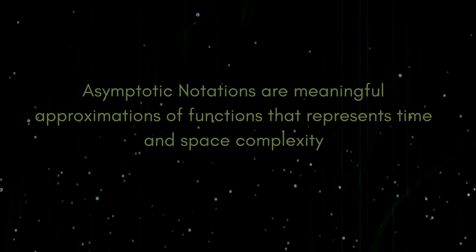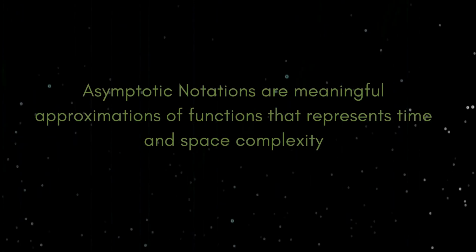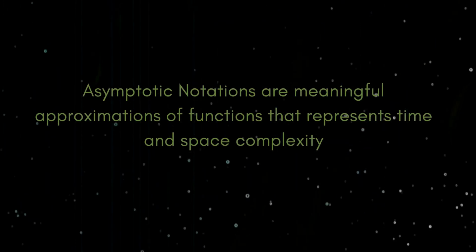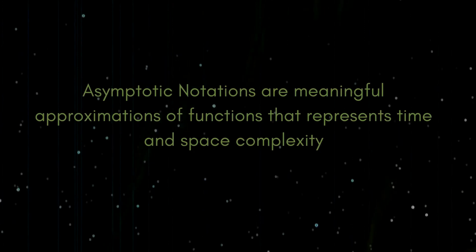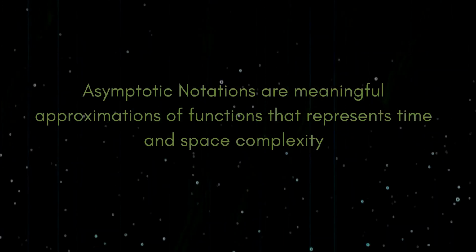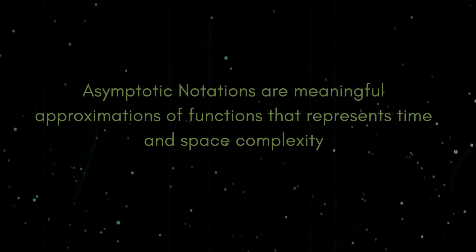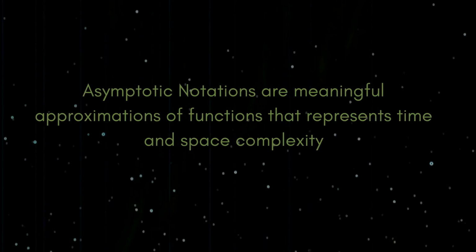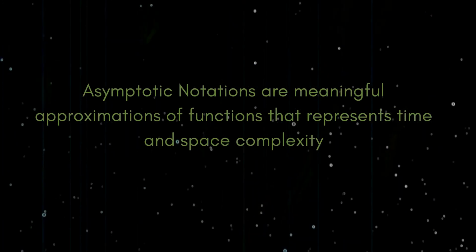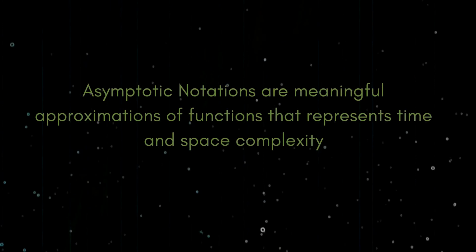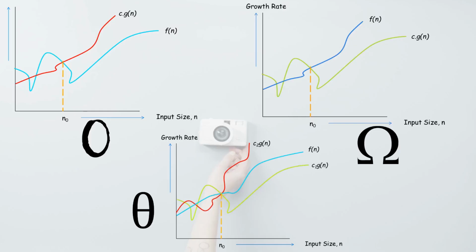Asymptotic notations are a very important part of data structures and analysis. Asymptotic notations are meaningful approximations of functions that represent time and space complexity. Having the expressions for the best, average and worst cases, we need to identify the upper and the lower bounds. To represent these upper and lower bounds, we need some kind of syntax, and that is the subject of the following discussion, that is the asymptotic notations.